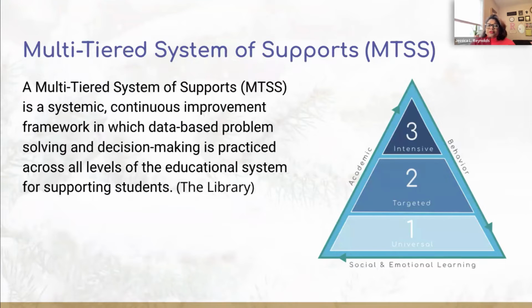So now that we've defined equity in education, let's define MTSS. A multi-tiered system of support is a systematic, continuous improvement framework in which data-based problem solving and decision making is practiced along all levels of the educational system for supporting students. Remember, like the library. So let's do a short history of how MTSS came to pass.